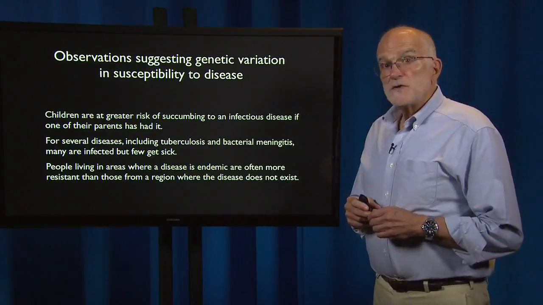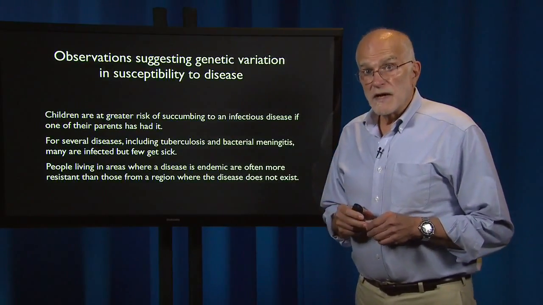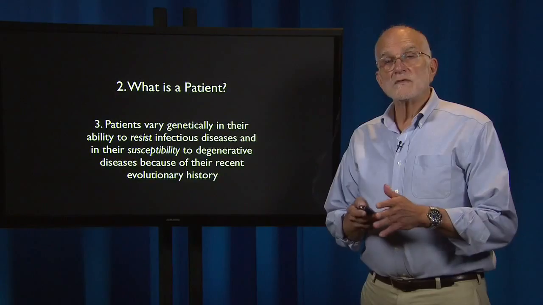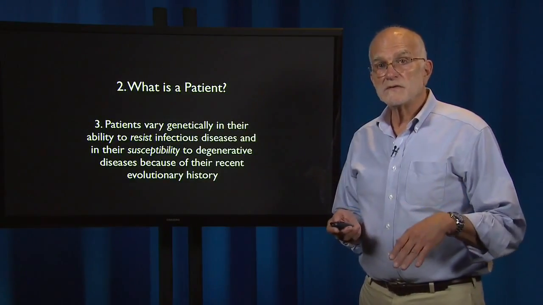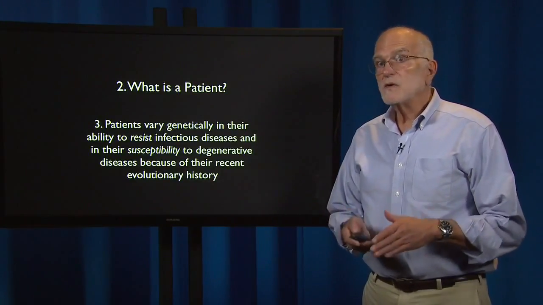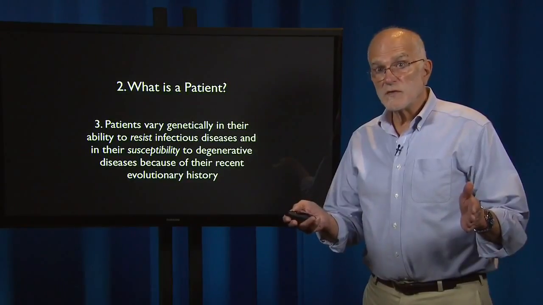There were observations quite a while back. As we saw in the last lecture, the recent history of humans is one of spreading across the planet and encountering different diets and different pathogens as they spread. They also changed for random reasons genetically.